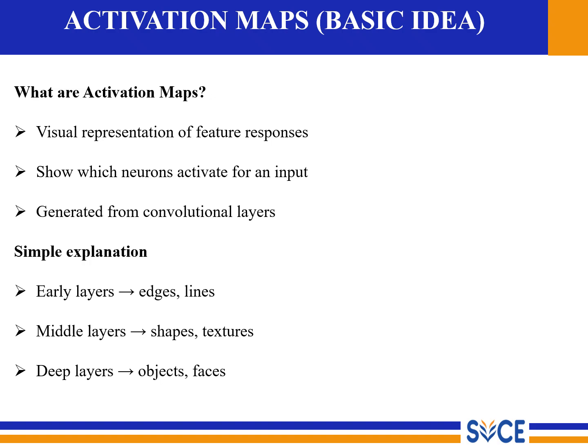Activation maps help us understand this progression clearly. Instead of treating the network as a black box, we can see how it gradually builds knowledge from simple to complex features. This makes it easier to debug the model and ensure it is learning meaningful patterns rather than irrelevant details.